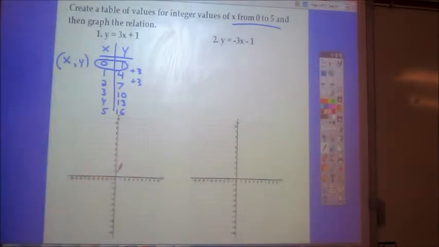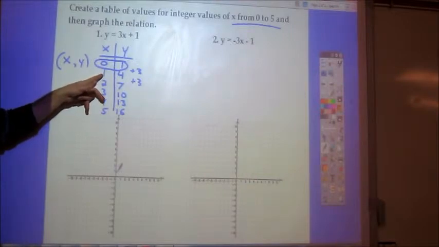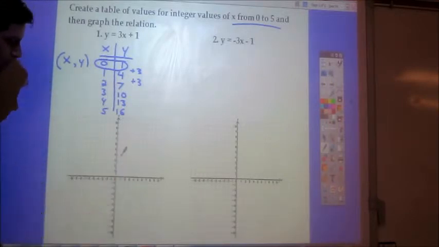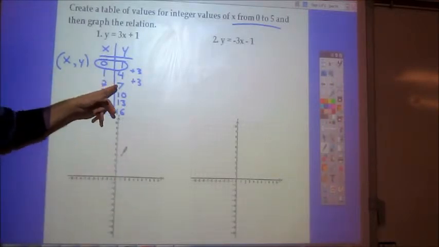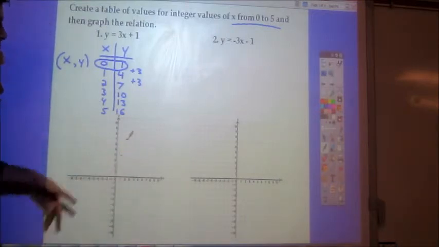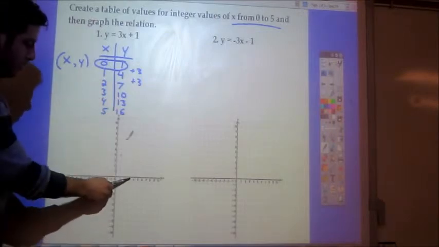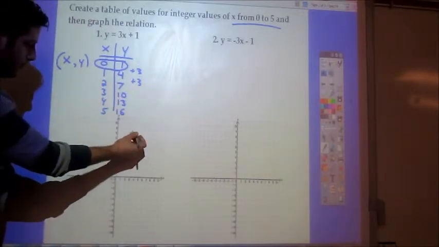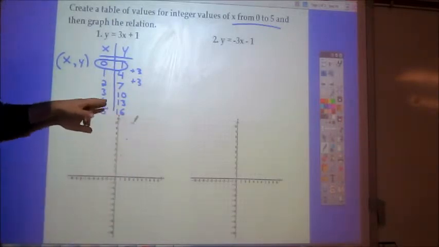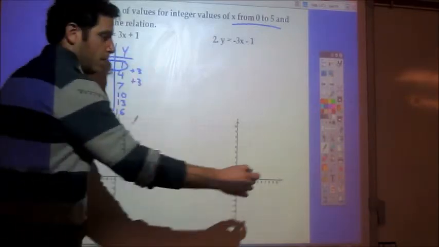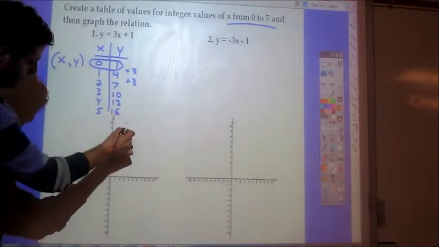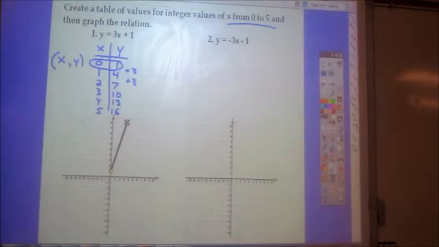That would be the first point. When x is 1, y is 4. When x is 2, y is 7. When x is 3, y is 10. Okay? And if we continued this, of course, the other points would be up here. Now we can connect these points, and when we connect them, we'll find that they actually make a straight line.